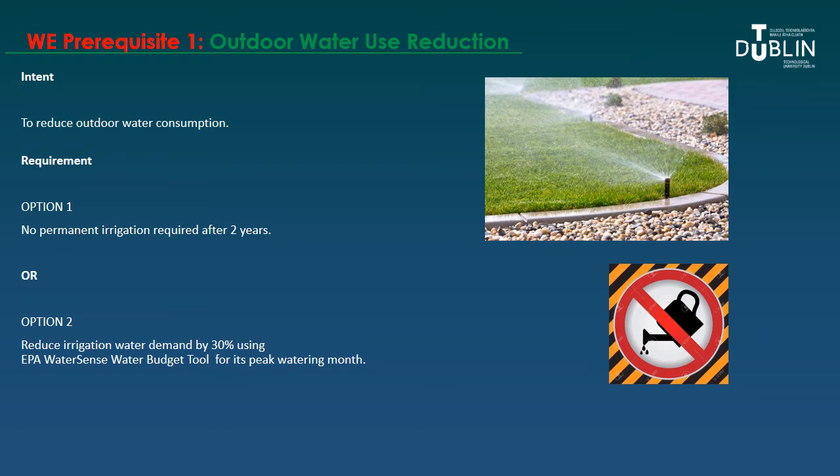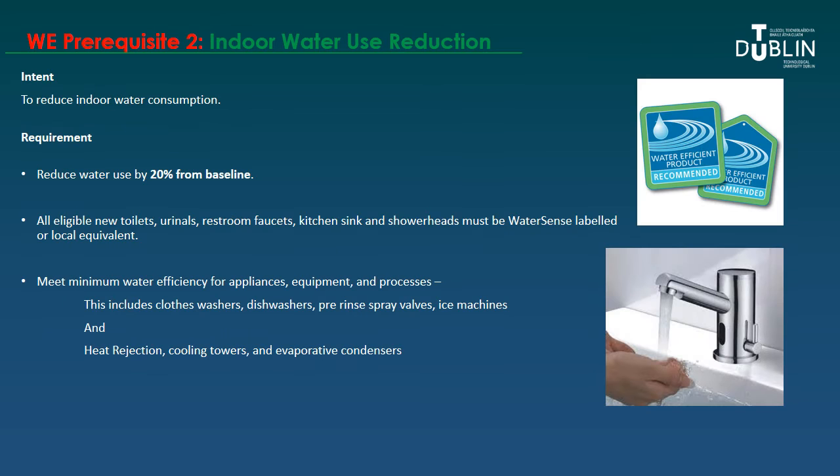And just to note that second option where it talks about reducing by 30%, this is that instance where it's the reduction from the baseline. So you'd need to calculate a baseline water use, and then you'd need to reduce it 30% from that. So the second prerequisite then is about the correlating indoor water use reduction.